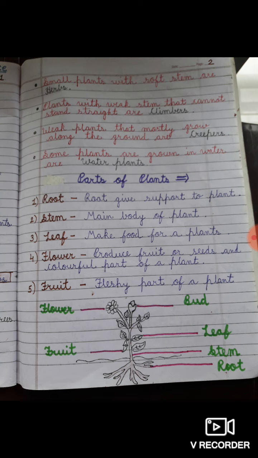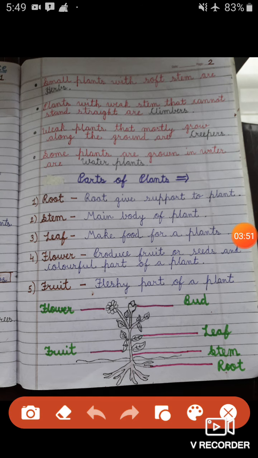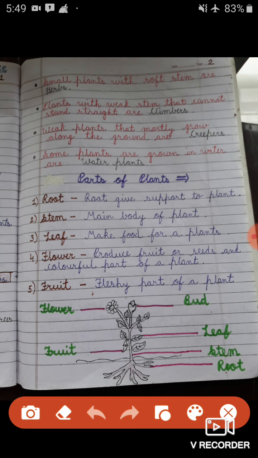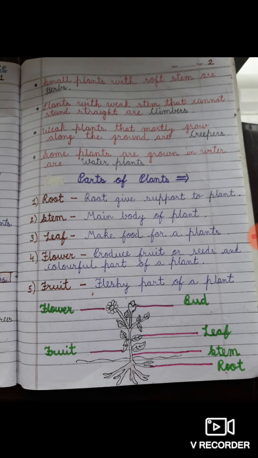So students, look at the picture of the plant that is given here: flower, fruit, leaf, stem and root. So these are the parts of a plant.